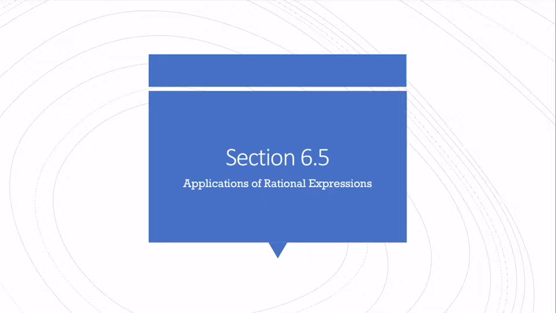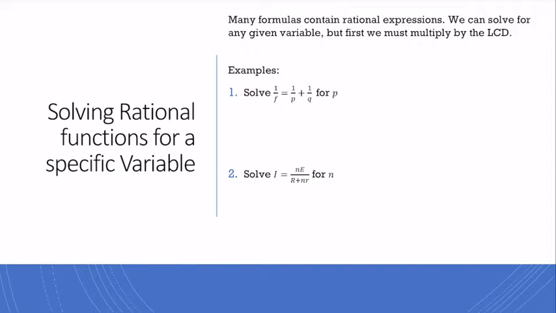Section 6.5 covers applications of rational expressions. So one thing we can do is solve a rational expression for a specific value. It's really common for formulas to contain multiple variables as well as rational expressions. We can solve for any given variable, but the first thing we have to do is multiply by the least common denominator. Now I want to solve 1 over f equals 1 over p plus 1 over q for p.